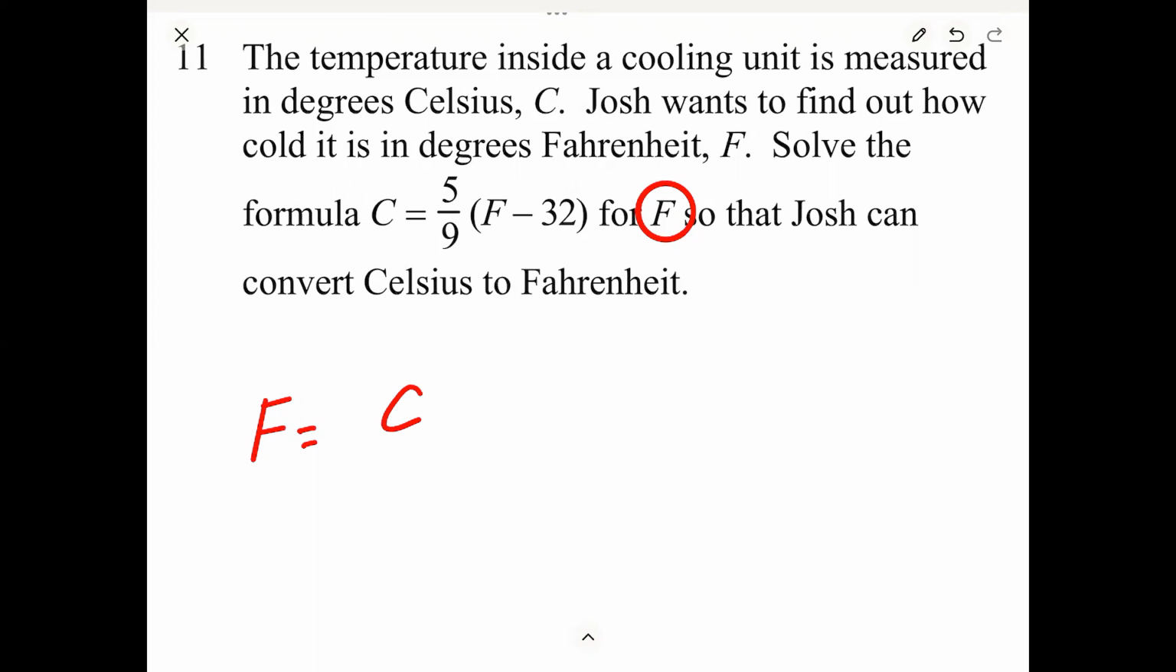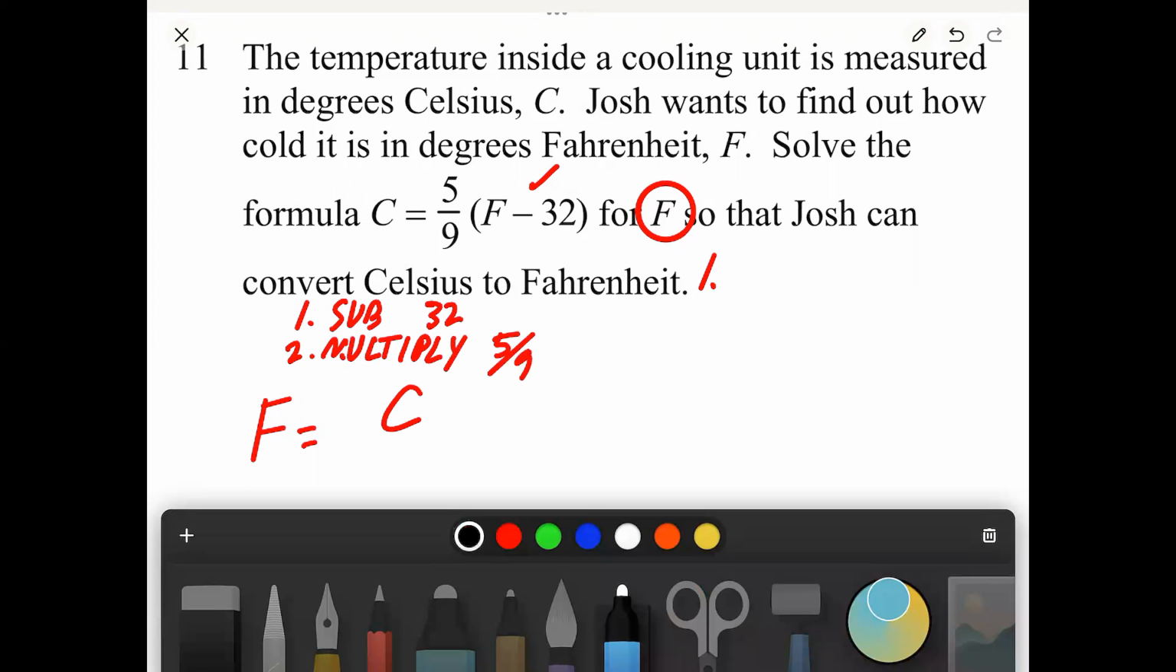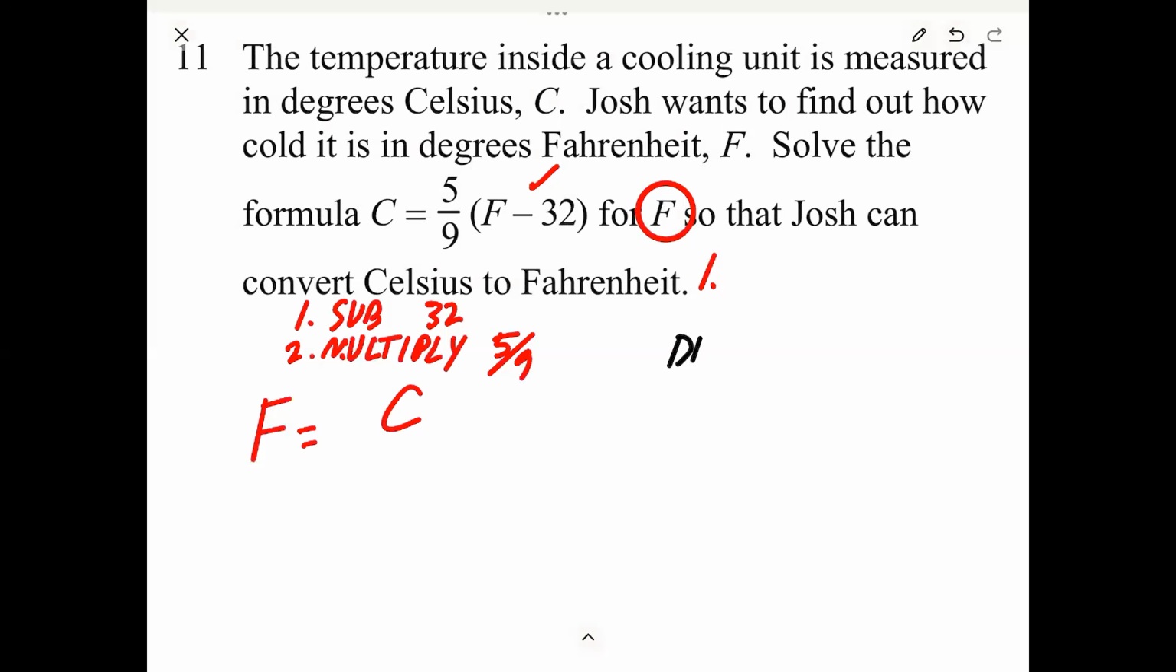So what's the first thing that we need to do? Well, PEMDAS says we do the parentheses first. So we are subtracting 32, and then we are multiplying by 5/9. And we're going to do the inverse. So that's going to be divide by 5/9, and then we are going to add 32.